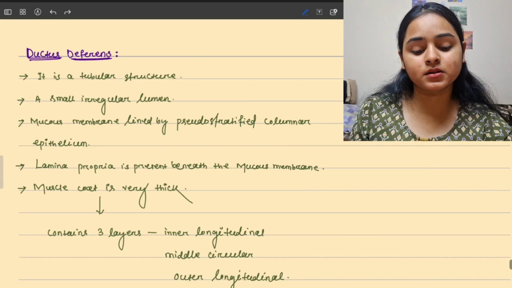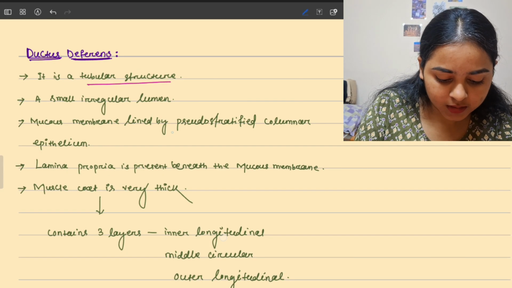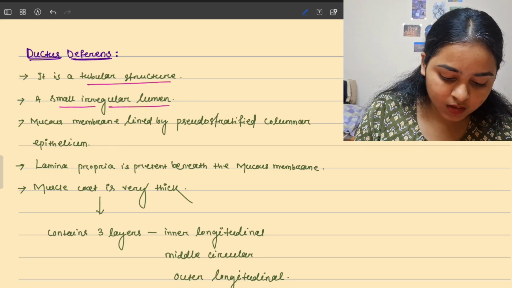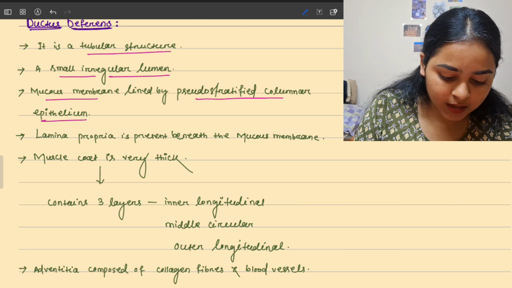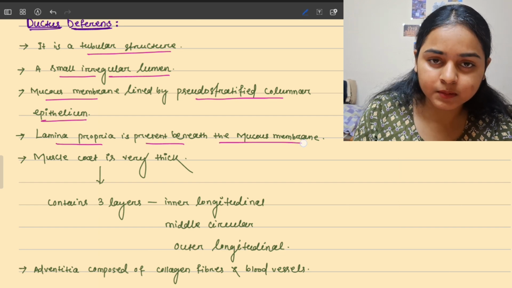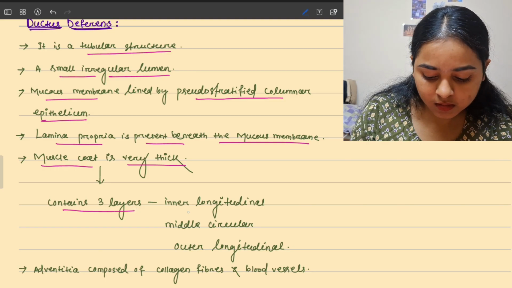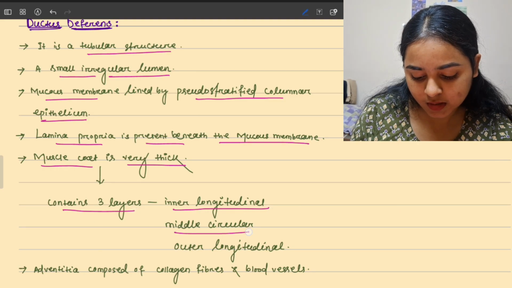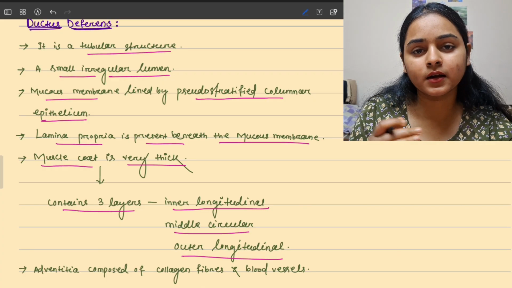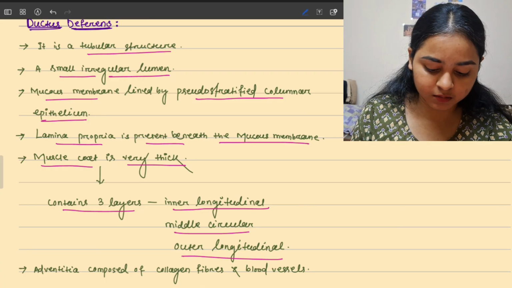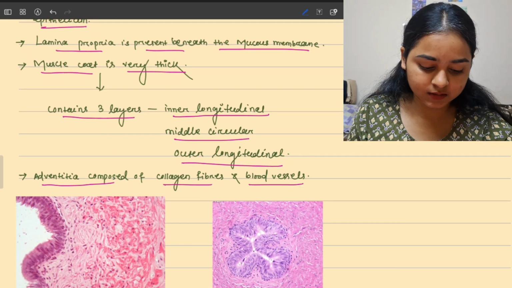Okay, so what are the characteristic features of vas deferens? It is a tubular structure. It has a small irregular lumen. The mucous membrane is lined by pseudostratified columnar epithelium. The lamina propria is present beneath the mucous membrane. The muscle coat is very thick. It contains 3 layers: the inner longitudinal layer, the middle circular layer, and the outer longitudinal layer. Okay, so there are 2 longitudinal layers, the inner and outer, but the middle is a circular muscle layer. And the adventitia is composed of collagen fibers and blood vessels.